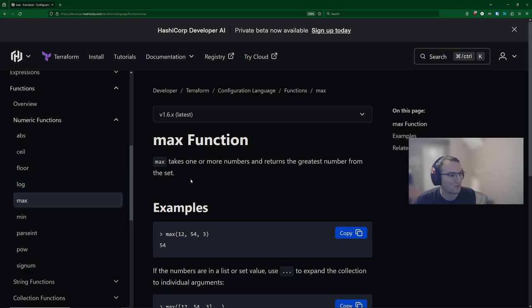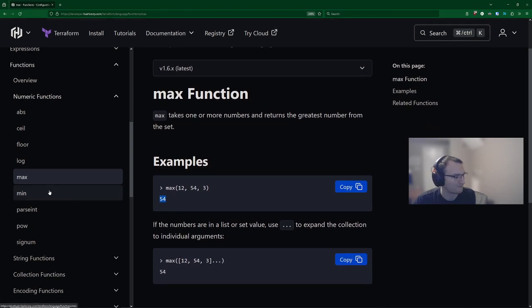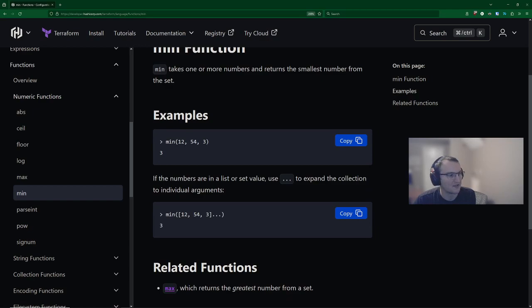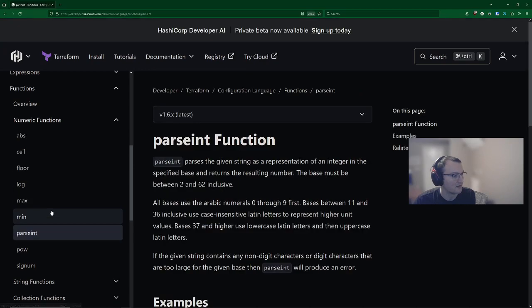Max takes one or more numbers and returns the greatest number from the set. So this is really useful if you have a set of data and you just need to know what the max is. You feed it in. Sets can be of any size and it'll give you the biggest number out of it. Min does the opposite, where it takes the smallest number in a set and it will give you 3.